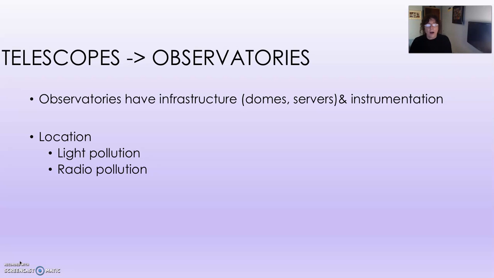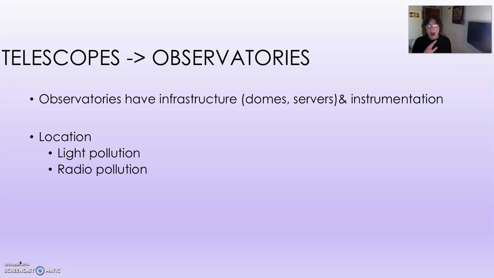Observatories are places for telescopes that also have infrastructure to protect them and instrumentation associated with telescopes. So those are observatories. They can be on Earth, in the atmosphere, or in outer space. But the location is important on Earth, especially because we want to avoid light pollution, which, living near New York City, you know everything about. But for radio telescopes, we also want to avoid radio pollution.